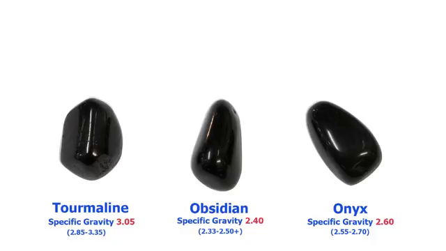An excellent example to use for this test is the black stones tourmaline, obsidian and onyx, because they each have a unique specific gravity, so this test will show us which one is which. So find out what the specific gravity range is supposed to be for your samples and write those figures down.